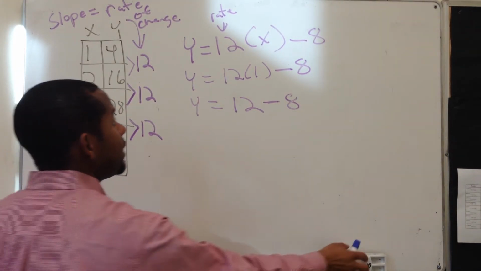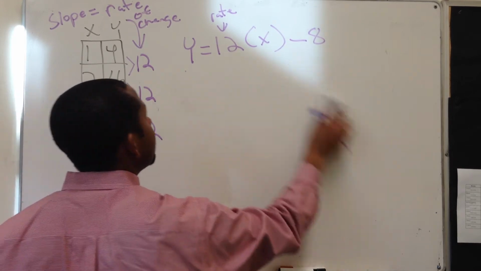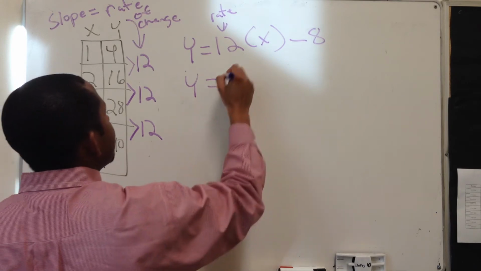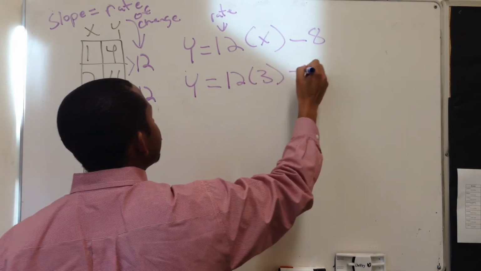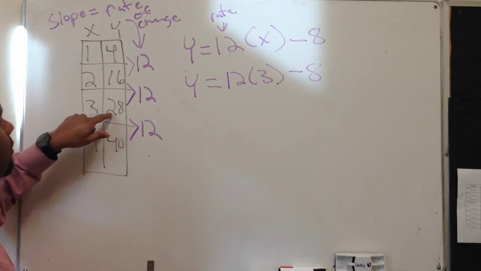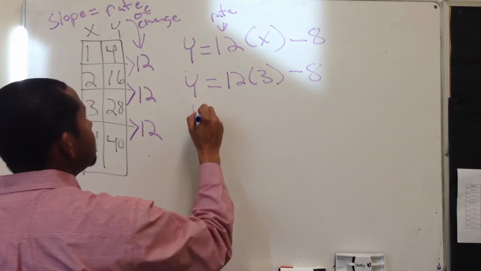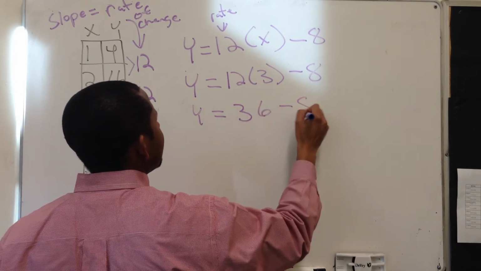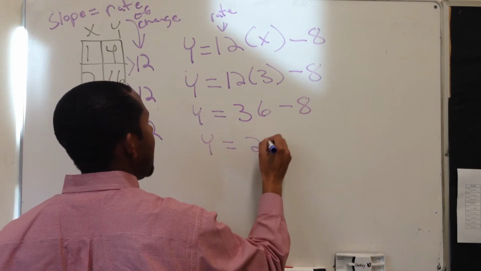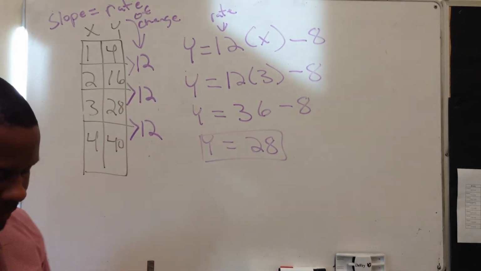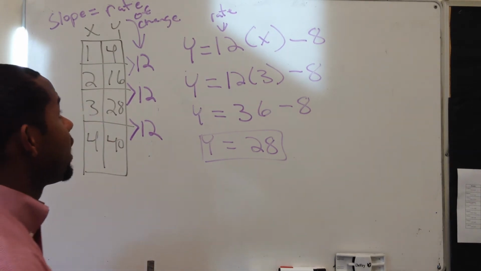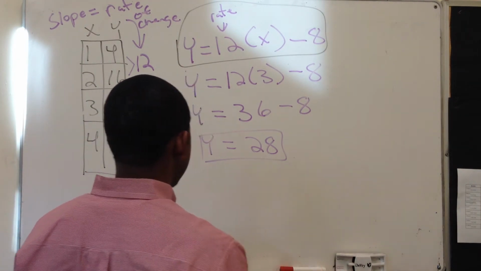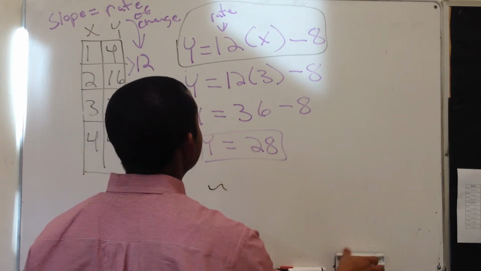So now let me check it. Y equals, let's do 3. 12 times 3 minus 8. When I plug a 3 in, I'm hoping I get 28. Let's see. Y equals 12 times 3 is 36, and 36 minus 8, aha! Beautiful. Look at that. It's 28. This is what I want. That makes this my equation. Feeling good? Looking pretty good right now.